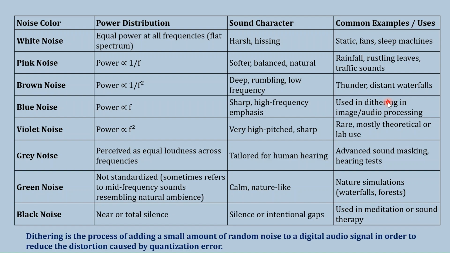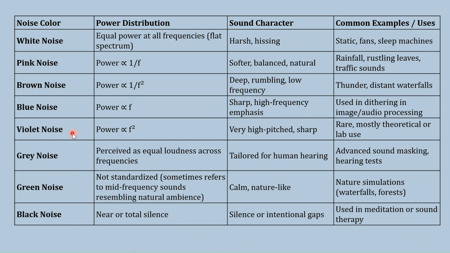Now this dithering is the process of adding a small amount of random noise to the digital audio signal in order to reduce the distortion caused by the quantization error. Then we have the violet noise. Now here power is directly proportional to the square of frequency.